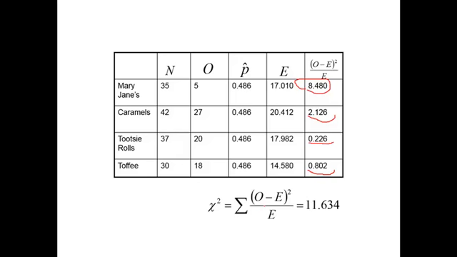We add all of these up. We add up this entire column, and we get 11.634. That is how far out of line we are. The question is, is that too far out of line?